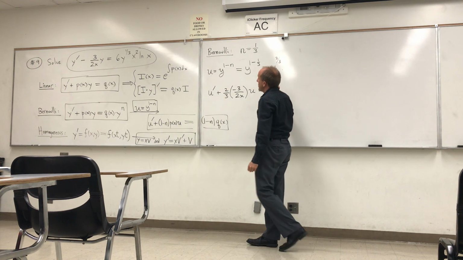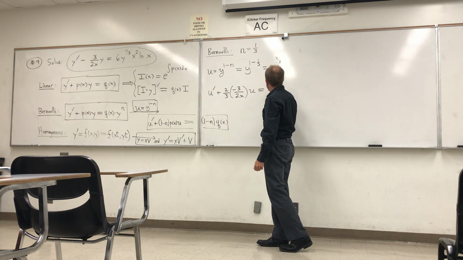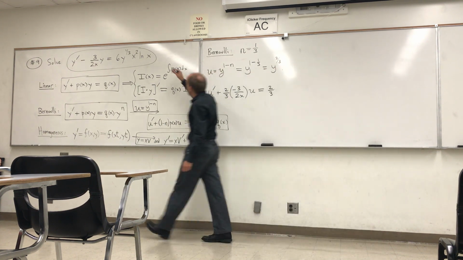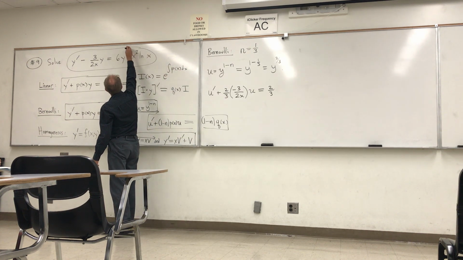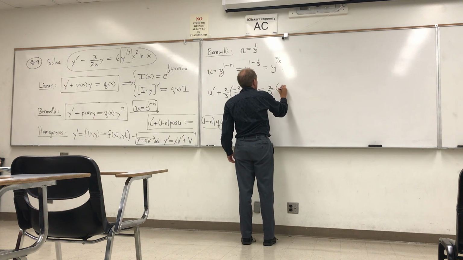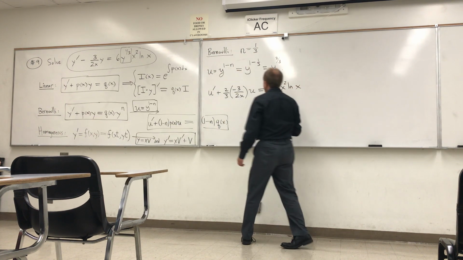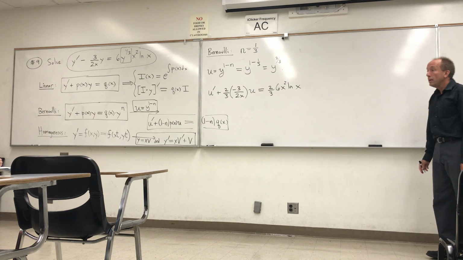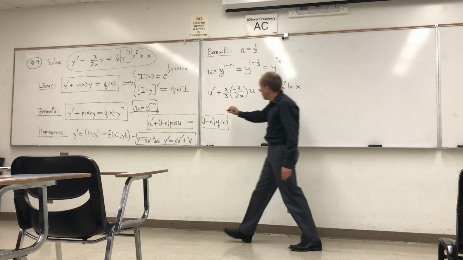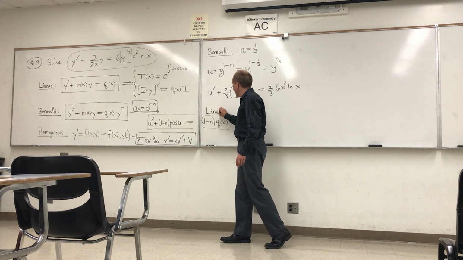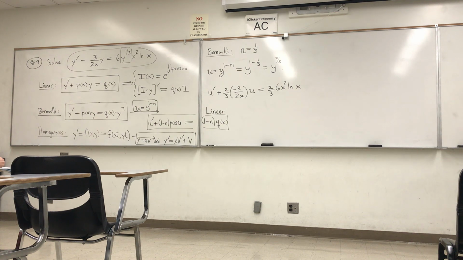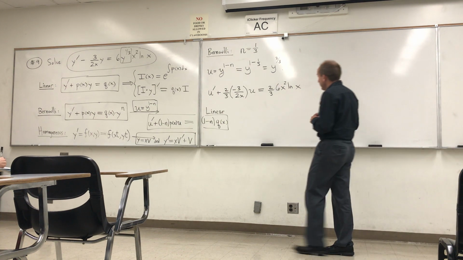1 minus 1/3 is 2/3 of q of x, and q of x is everything on the right side except for this power of y, right? So that would be a 6 x squared ln of x, just like that. Okay. Great, so now this new differential equation is always linear, right? A Bernoulli equation will become linear after you do this change of variables.